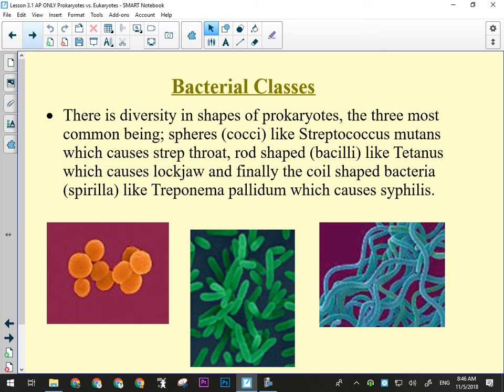Rod-shaped ones we call bacilli. Tetanus is an example of that. Salmonella is also a bacillus bacteria. So if you've eaten at Arby's, you might have probably got that.